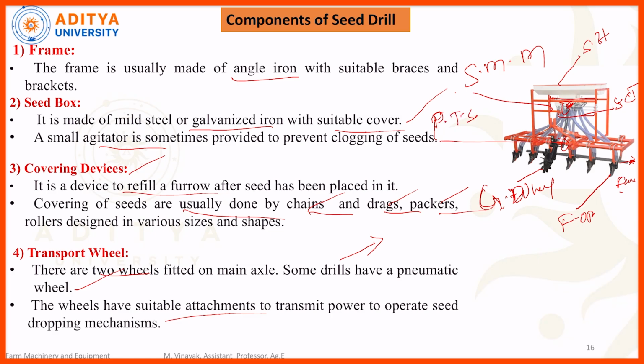Okay, so suppose we need to decide the width of sowing. Here suppose 6 furrow openers are there, 6 into the spacing between the furrow openers, which you can consider 30 centimeter. So 180 centimeter is the width of sowing of this particular seed drill. Okay, so n into S, n is the number of furrow openers, S is the spacing between two furrow openers. These are the different components in a seed drill.